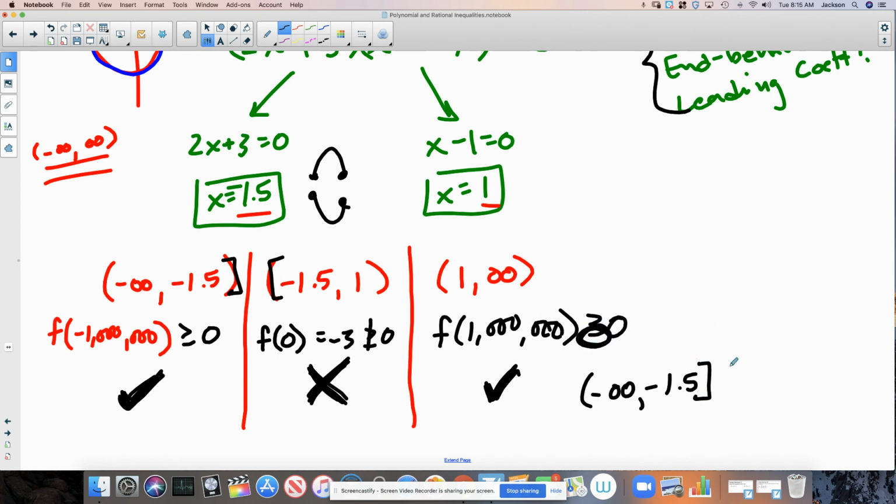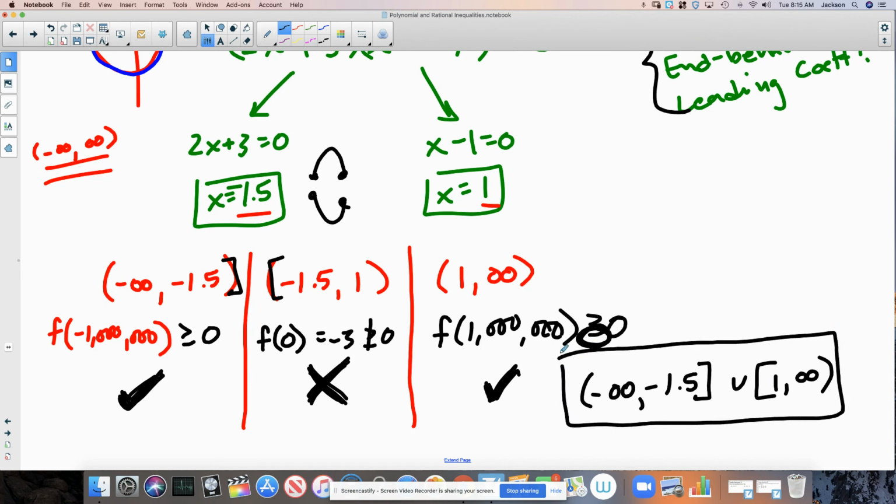If we can include it, then yes, we use a bracket around that. We don't use brackets around infinity ever. But we do use brackets around numbers if we want to include them. So this becomes our solution set to this polynomial inequality.